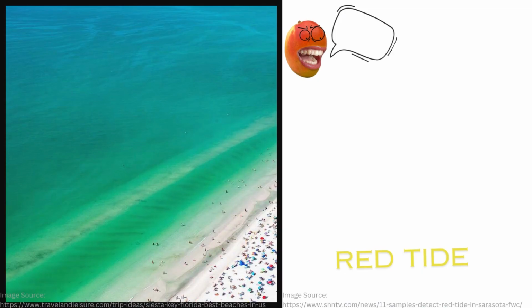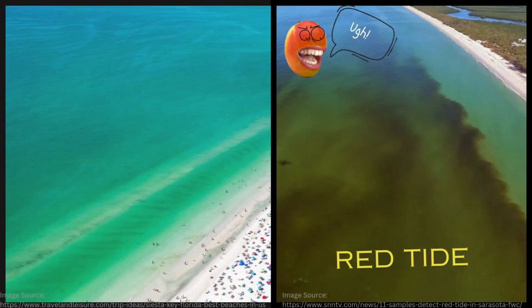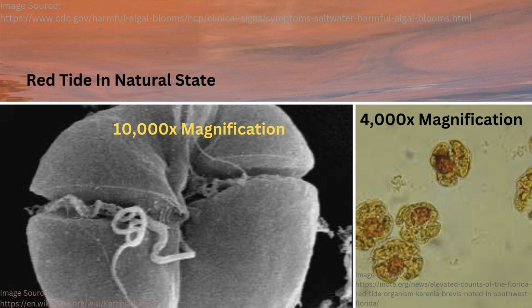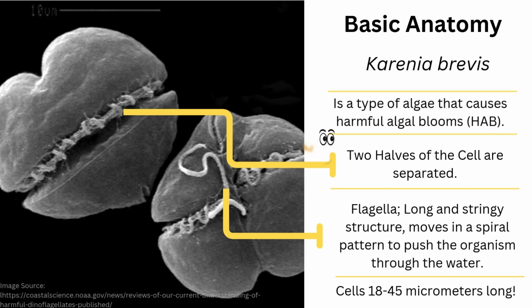increasing. To know what caused this to turn into this, we need to know about the composition of red tide. In other words, what is red tide even made of? To understand its composition, let's look at it under 10,000 magnification to capture the details. Basic anatomy: red tide is a microscopic plankton known as Karenia brevis. It is a type of algae that causes harmful algal blooms, or HAB.